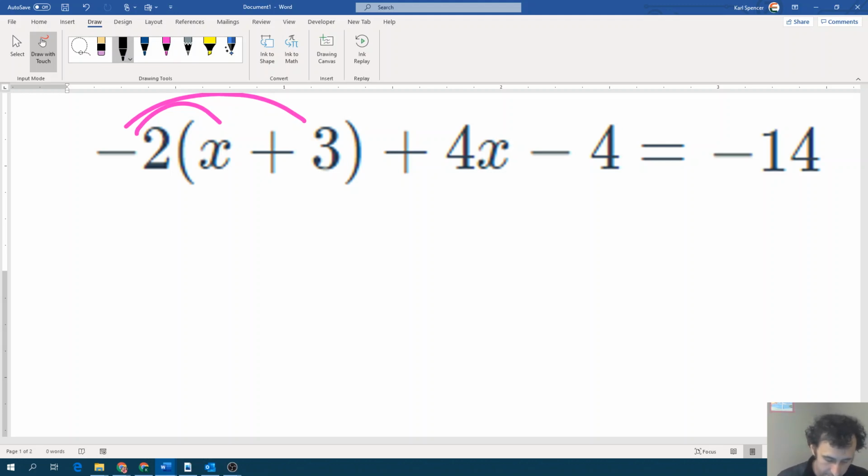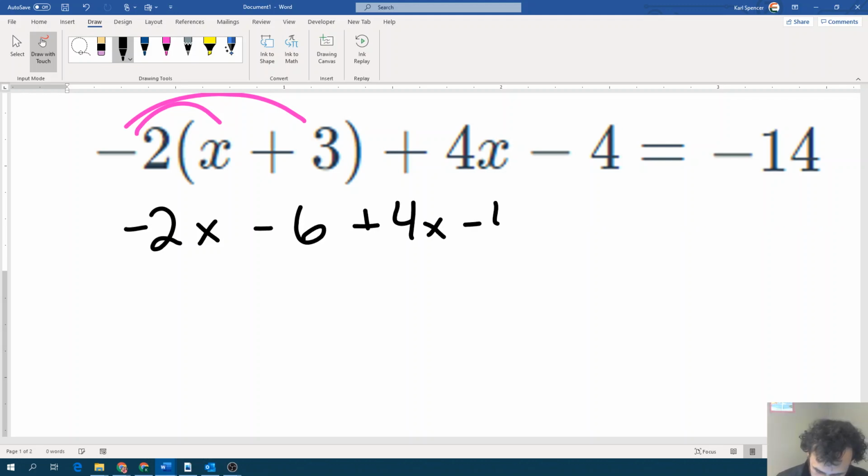Negative 2 times x is negative 2x. Negative 2 times 3 is minus 6. And then I'm just going to write the rest of this equation.